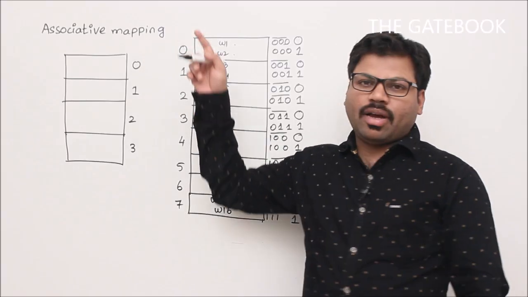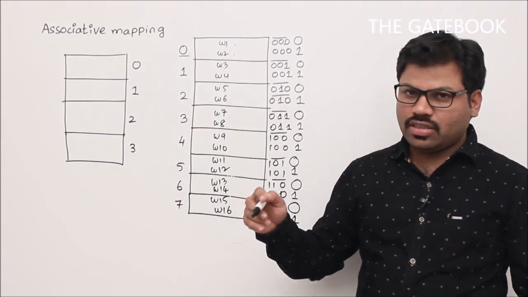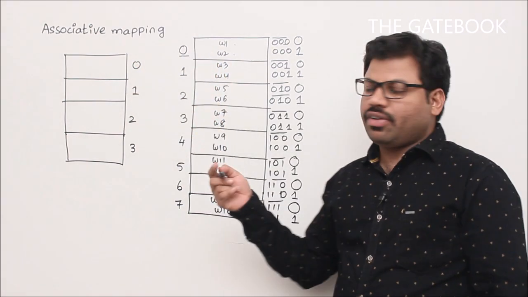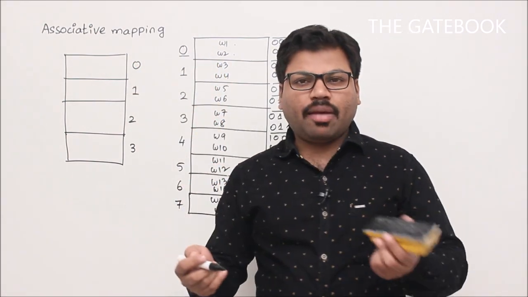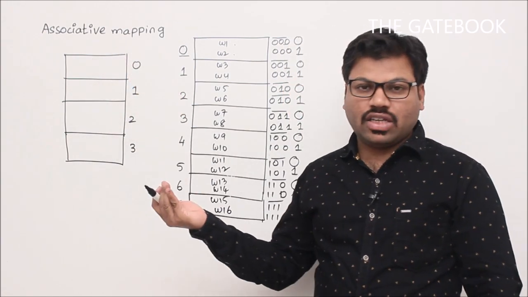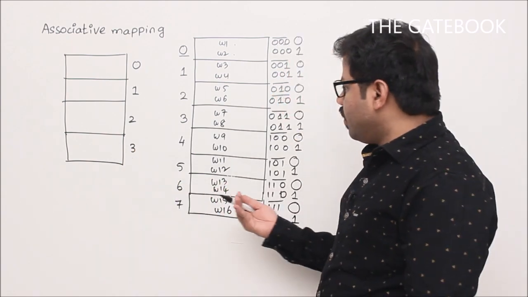Let us see associative mapping. In associative mapping, the simple rule is any main memory block can go to any cache block. We plan it that way so that we will be effectively utilizing the cache. But what are the consequences? We will see. First we'll see with one example.